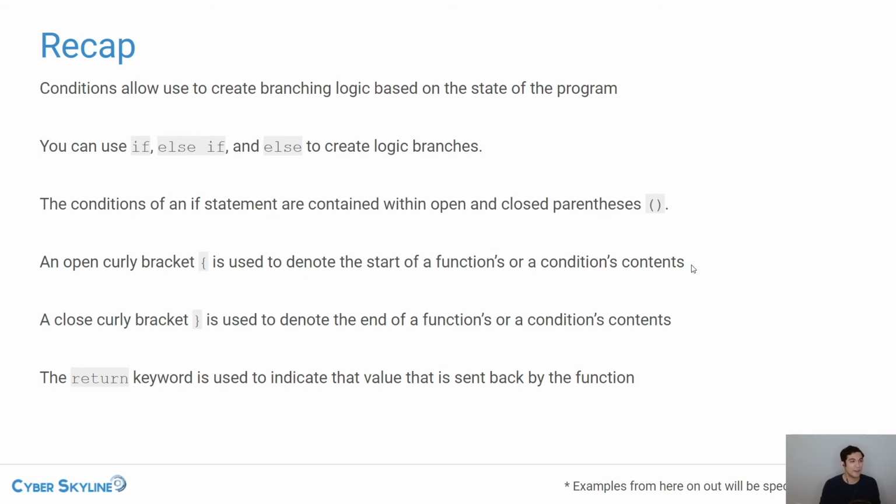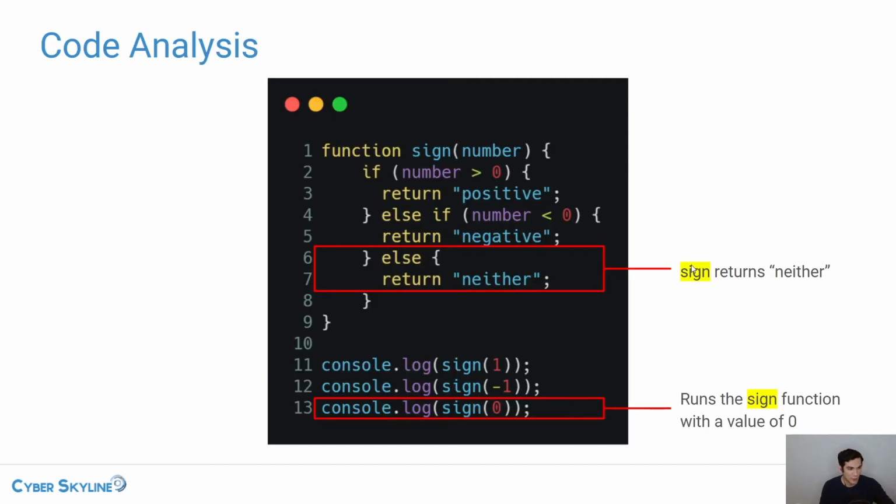We also learned that the conditions of an if statement are contained within the open and close parentheses, right? So the parentheses are used to specify the condition, and the curly braces are used to denote the start of a function or a condition's contents, and the closed brace can be used to denote the end of the contents, right? So in this code here, all the logic that we wanted to execute if a condition was true or if a condition was not true was contained within the corresponding open and closed curly braces.